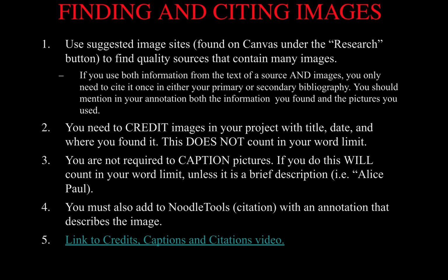All right, so finding and citing images. One suggestion we have is to use the image sites that we have put on Canvas under the research button to find quality sources that contain many images rather than just doing a Google search on images. If you find a source where you use both the information from the text of the source and you use images, you do only need to cite it once, either in your primary or secondary bibliography, wherever it fits. And you should mention in your annotation both the information that you found and the pictures that you used.